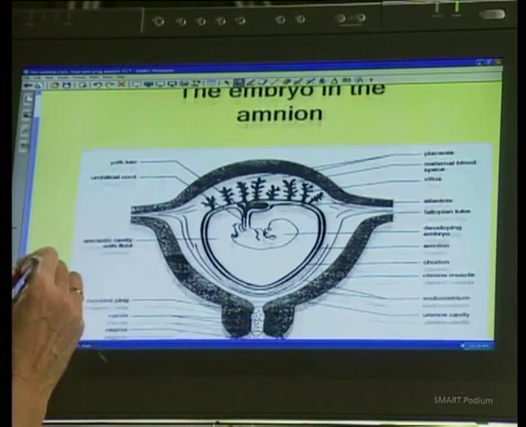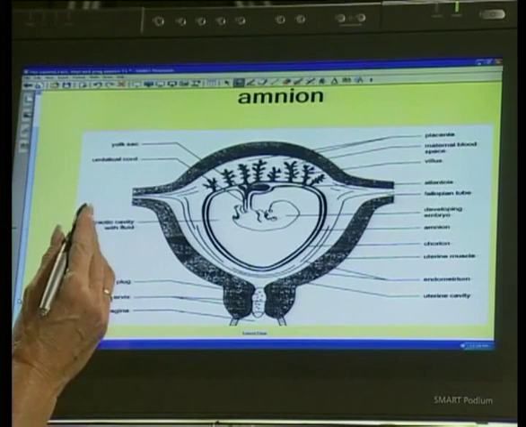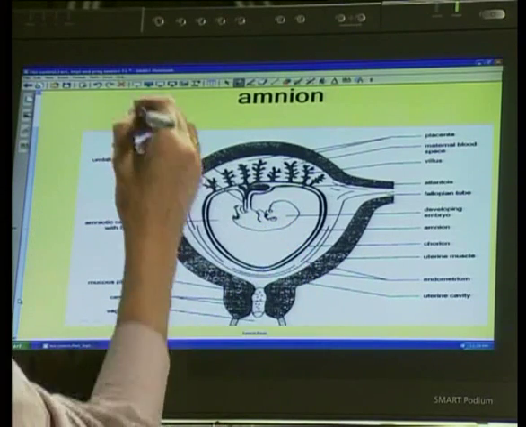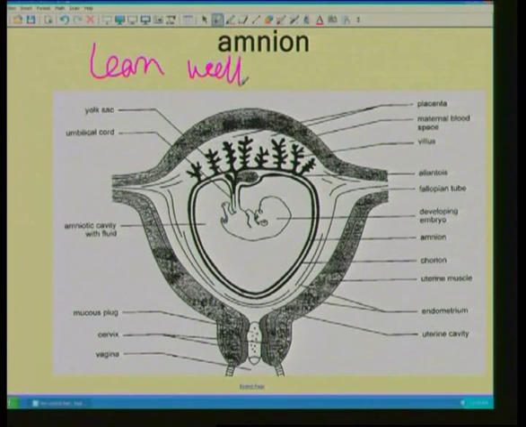Okay, this diagram you must learn. I haven't got time to go through this diagram with you, but please make sure that you learn it well. It is in your X sheets. So have a look here, it's in the X sheets.